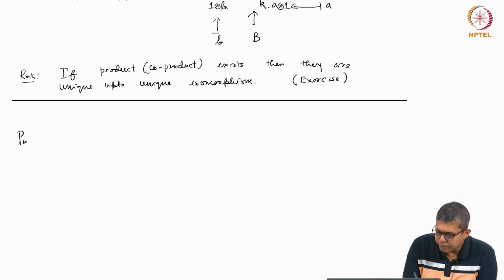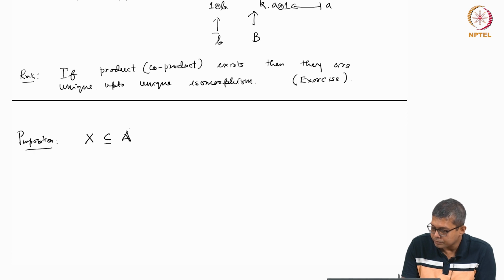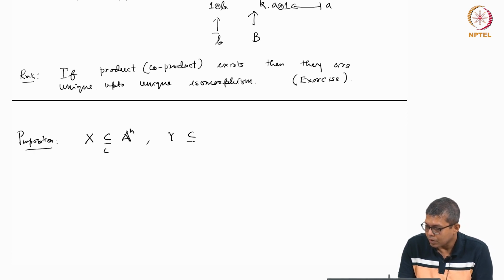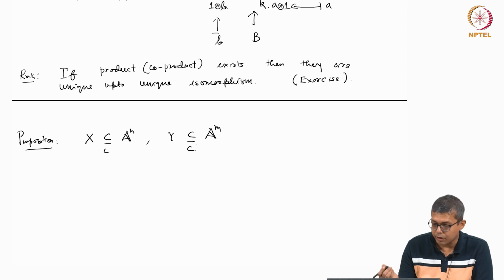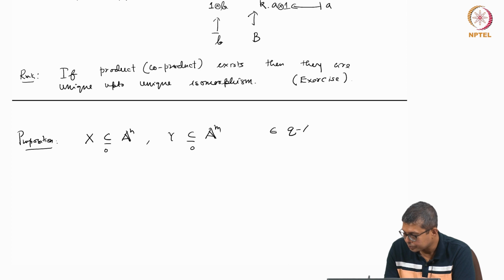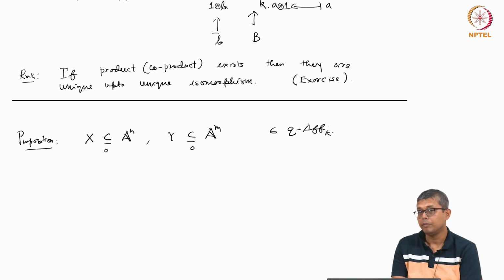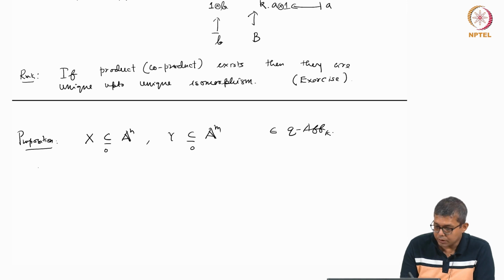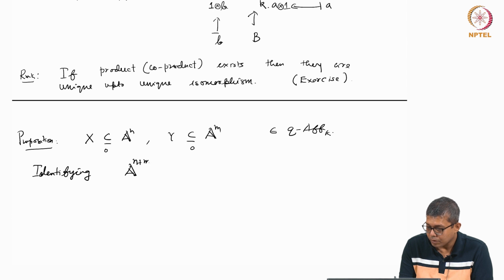So now the proposition. If X is affine and Y is affine or quasi-affine over K, then identifying A^n cross A^m with A^(n+m).